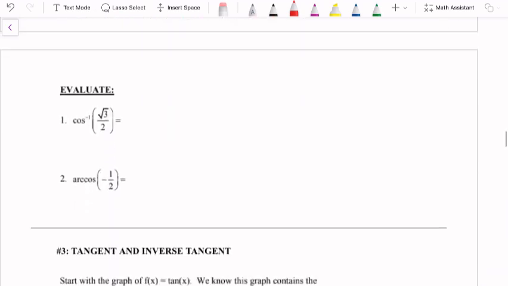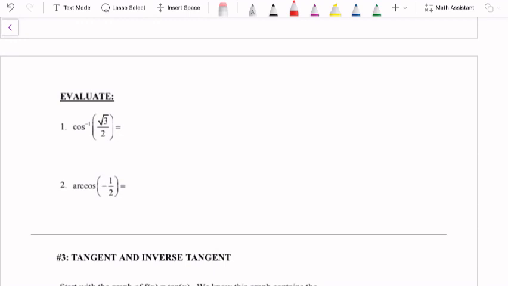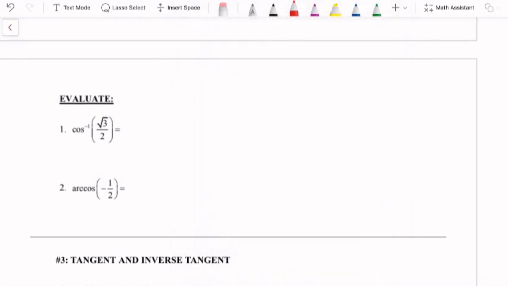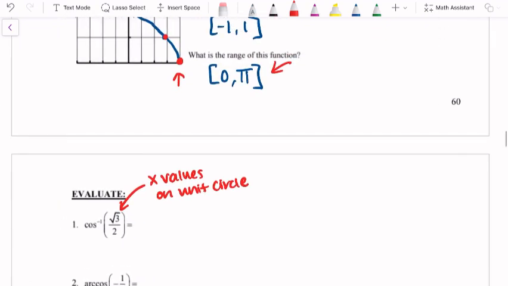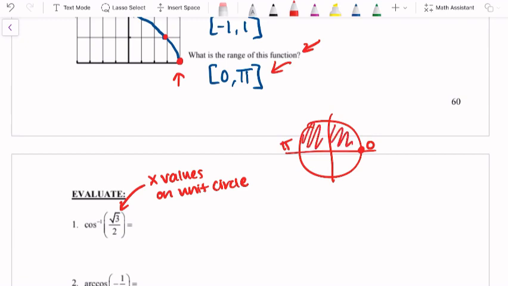So flipping over our page, we're going to evaluate some cosine functions here. So again, whenever we're looking at the inverse, our input is now going to be the x values on our unit circle because we're talking about cosine. Okay, so thinking about what quadrants we are in for our unit circle, we're going to take a look at this range here. So for instance, unit circle, we're measuring from 0 to pi, so we're going to be looking at quadrant 1 and quadrant 2.